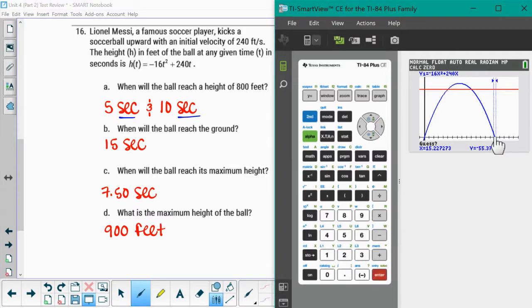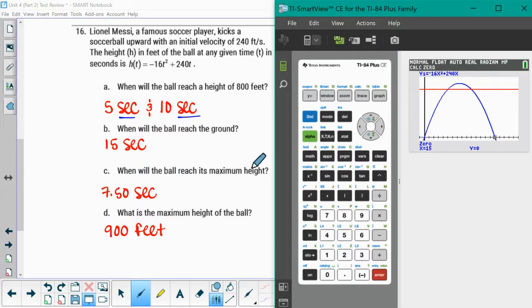And you should see some bounds around where your graph crosses the x-axis. If you cannot see the x-intercept in your window, your graph will say there is none. So you have to make sure your window is set correctly. So I'm going to press enter, and it's going to tell me it hits the ground at 15 seconds.